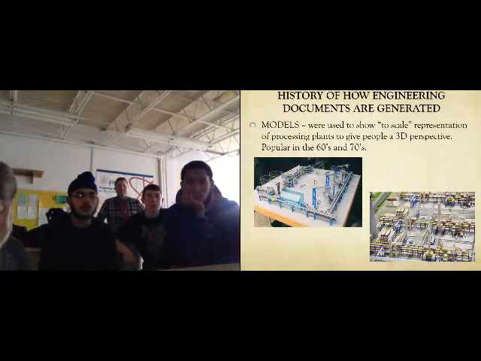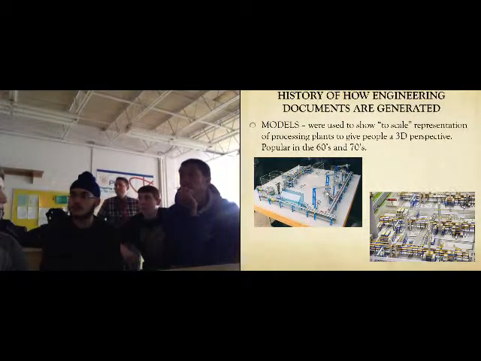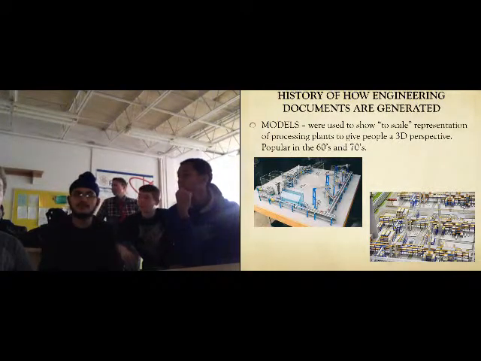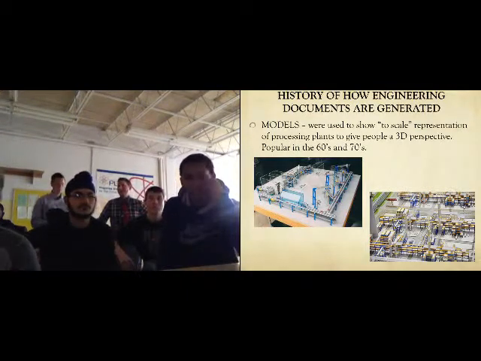And way back when, models used to be built. This is a tabletop model, to scale. We're showing a to-scale representation of process plants to give people a 3D perspective. These were popular back in the 60s and the 70s. It's a little hard to see, but these are basically on a tabletop, a to-scale version of a plant system or upgrade. And these were done so that the client could visually see in 3 dimensions what it is that's going to be built.